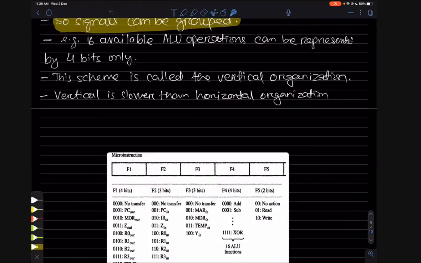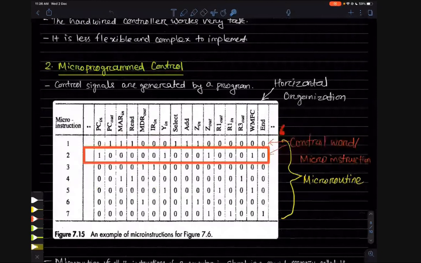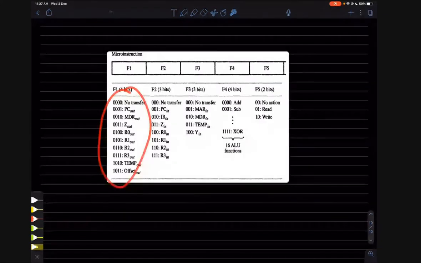In the previous case, if you go for horizontal organization, suppose there are 100 control signals here, then what is the number of bits in the control word? It is 100, because there are 100 signals. For each signal there will be either 0 or 1. So our control word contains 100 bits. Now as we have grouped them together, obviously it must be less than 100.